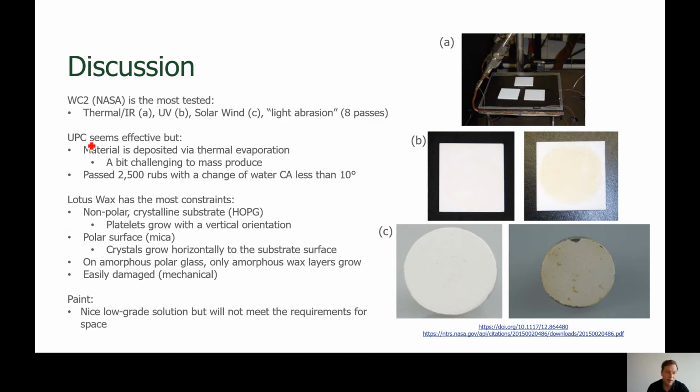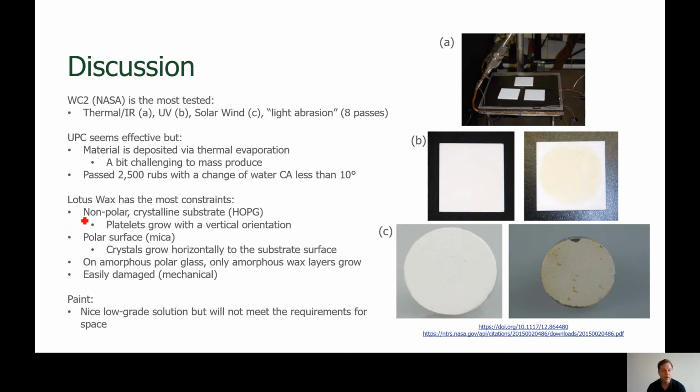But the UPC method, while it's effective, deposits materials with thermal evaporation, which makes it hard to mass produce. The Lotus wax, the silicon pillars, has the most constraints. Even though it had the highest contact angle, you can't apply it to every material. The WC2 and UPC, you can basically spray on almost anything. This material, though, you have to grow those structures.